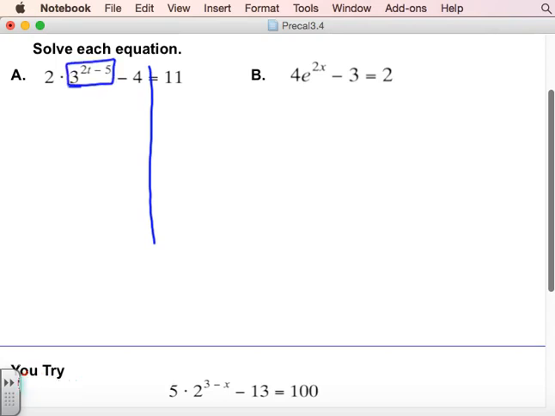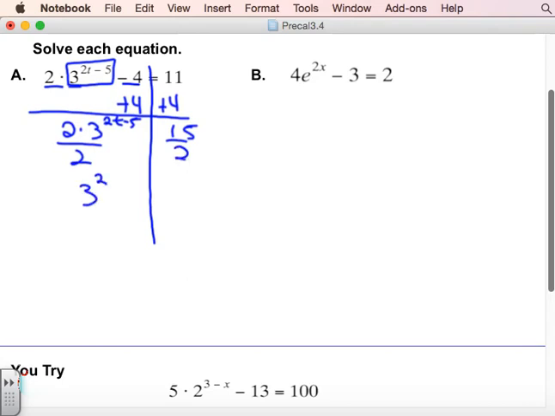So what we need to get rid of then are the -4 and the ×2. Okay, and you do it just like you normally do in an equation if it was 2 times x minus 4. First thing we would do would be add 4. So we get 15. And then we've got 2 times 3 to the 2t minus 5. So to get rid of the ×2, we would divide by 2. So now we have 3 raised to the 2t minus 5 equals 15 halves, or 7.5. Okay, so now we've got the base by itself, which is what we wanted to start off doing.